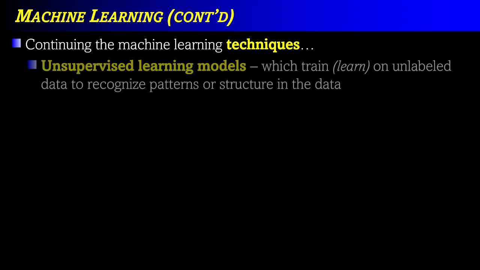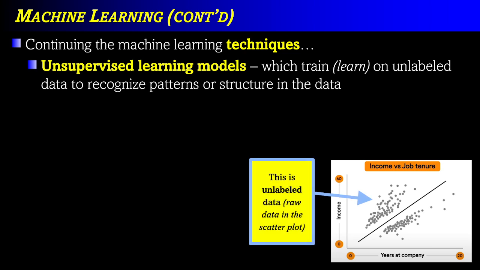Continuing this technique, we have also unsupervised learning models. These train or learn on unlabeled data to recognize patterns. So this is data that does not have a label explaining what it is. They learn patterns or structure within the data. So here you see an analogy of a graph of years working at a company versus the income that employees receive. And obviously, as the years go up, the income could go up.